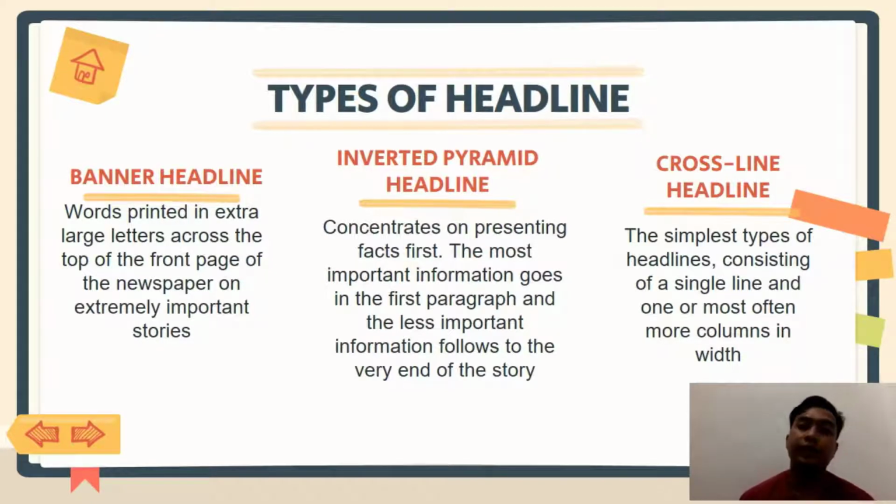Second, inverted pyramid headline. It concentrates on presenting the most important information in the first paragraph, and the less important information follows to the very end of the story. Third, crossline headline. The simplest type of headline, consisting of a single line and one or, most often, more columns in width.